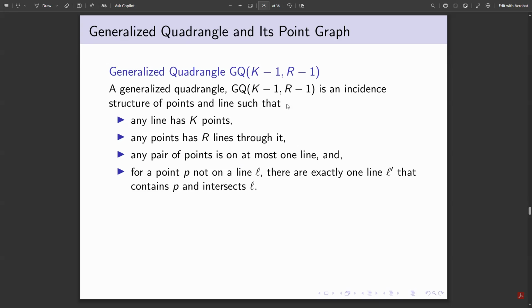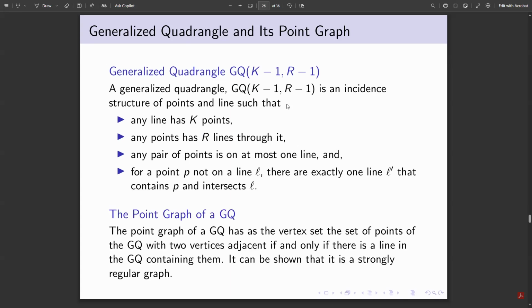So a generalized quadrangle, GQ(k-1, r-1), is basically an incidence structure. It's an incidence between points and lines, where any line has k points, and any point has exactly r lines going through it, and 2 points determine a line. And any time you have a point that is not on a line, there's exactly one line going through that point and some other point on that line.